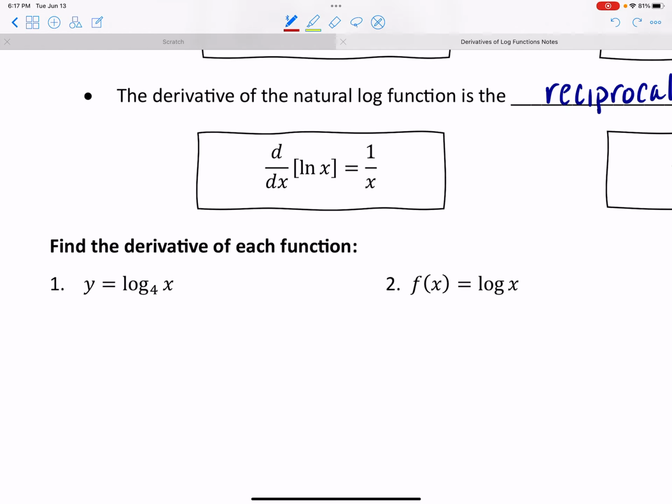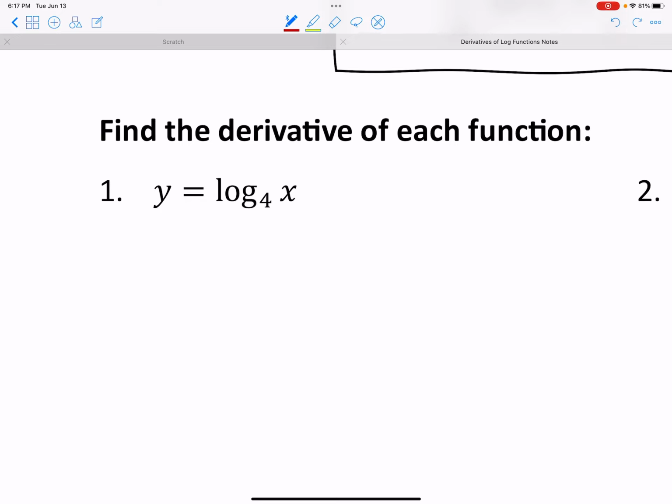Let's take some derivatives. If I was looking for the derivative of y equals log base 4 of x, I'm going to say y prime is the reciprocal of the product of my variable and the natural log of my base. Done. So 1 over x times the natural log of 4 is my derivative.